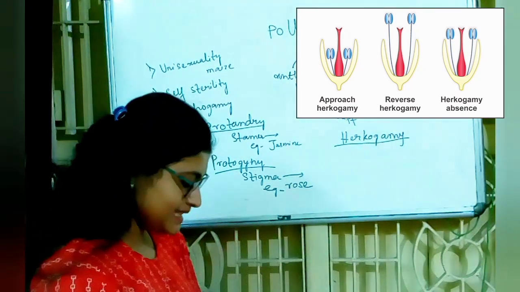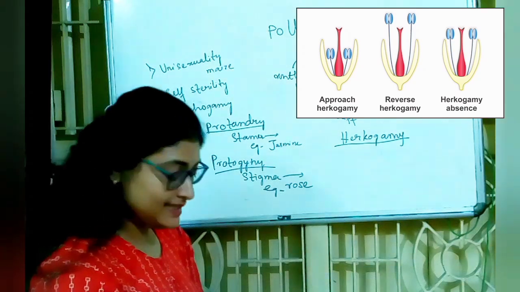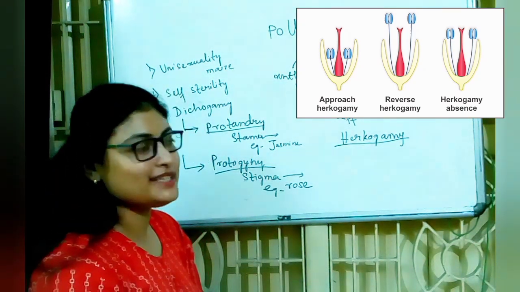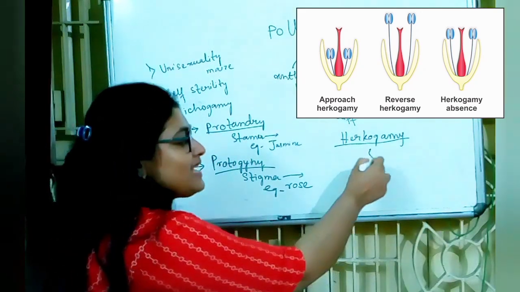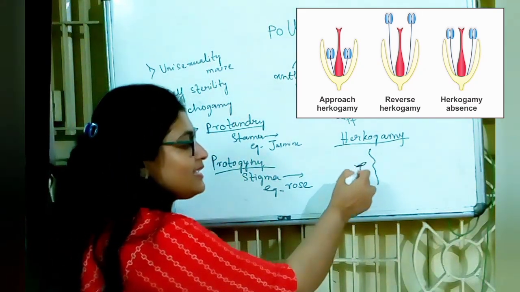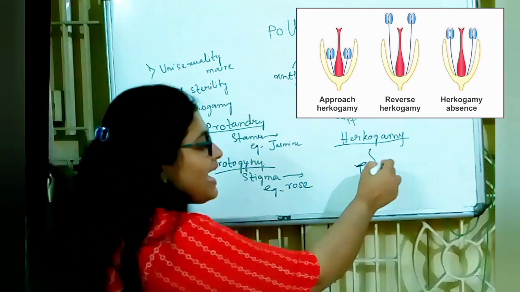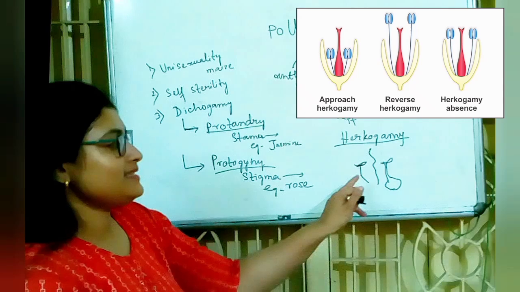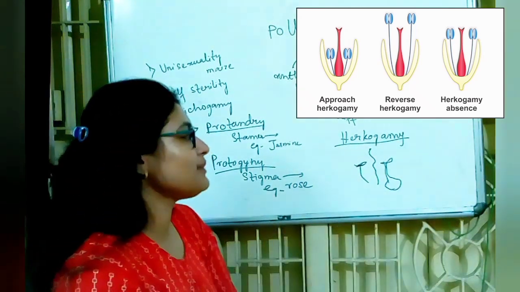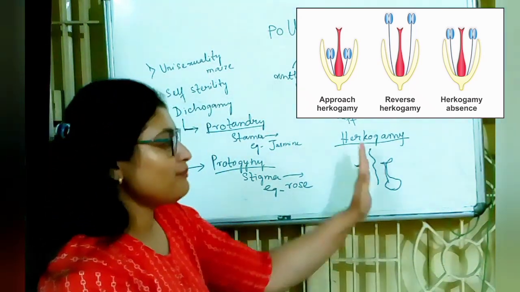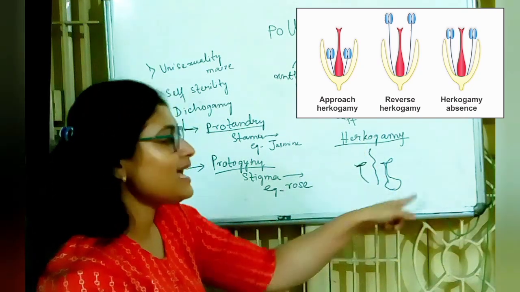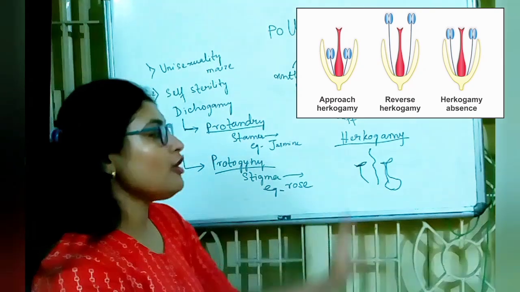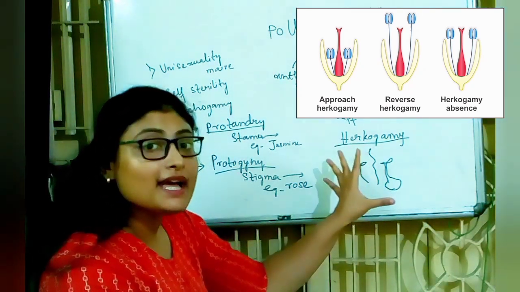Now in hercogamy, stigma and stamen mature at the same time, but some barrier prevents self-pollination. That means there is some barrier between the anther, between the stamen and the stigma. In hercogamy, there is some barrier which prevents self-pollination. That means transfer of pollen grains from the anther to the stigma of the same plant. Why? Of the same flower.